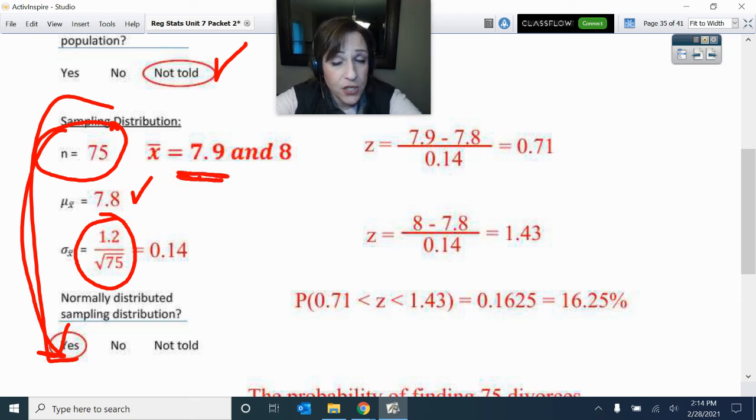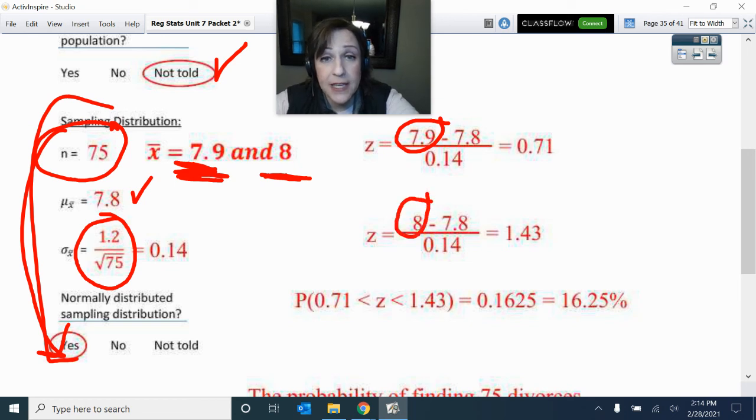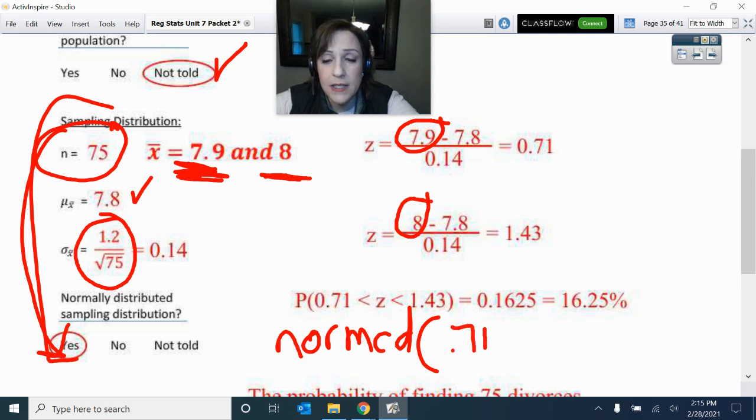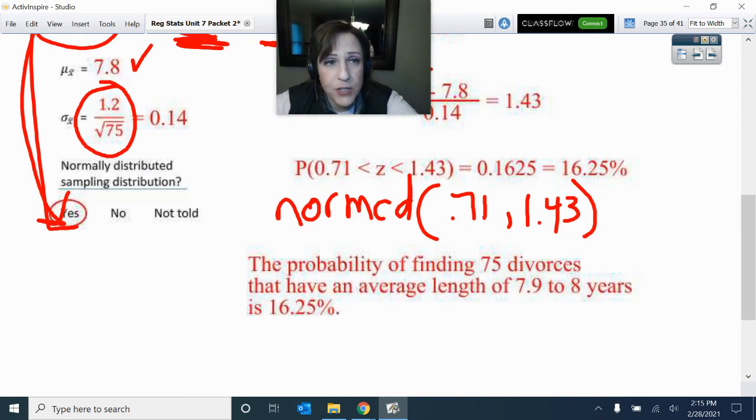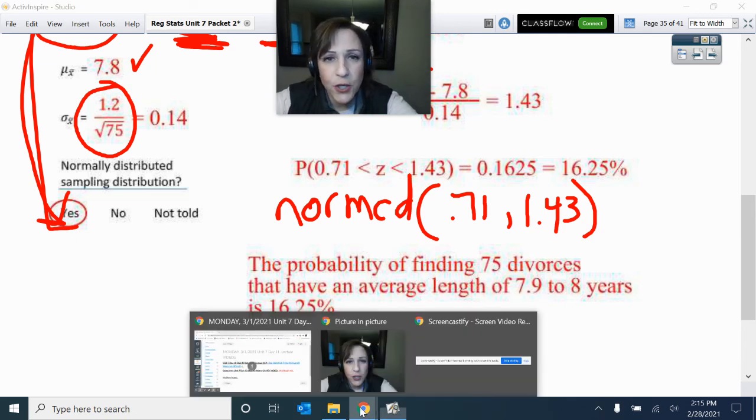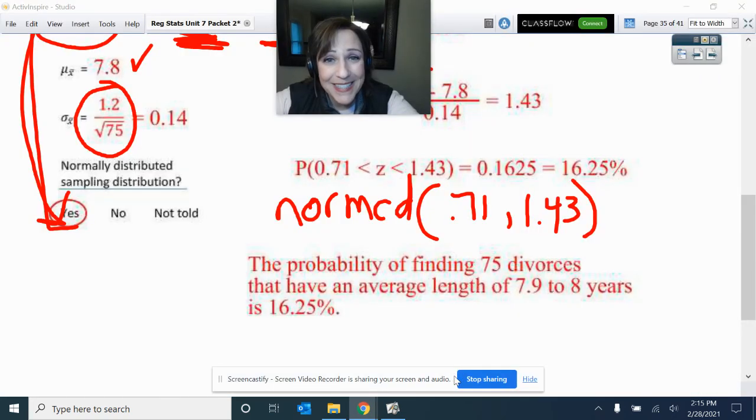And we wanted to find the x bars in between the averages in between 7.9 and 8. So we had to do two z-scores, a z-score for the 7.9 and a z-score for the 8. And those were our z-scores. So I got this area, I norm CDF'd from the lower one, 0.71, up to the upper one, 1.43. That's how I got the area in between those two, and that's 16.25%. Okay, I think that is all of that warm up. So I hope that you are ready for your sampling distribution on means quiz.